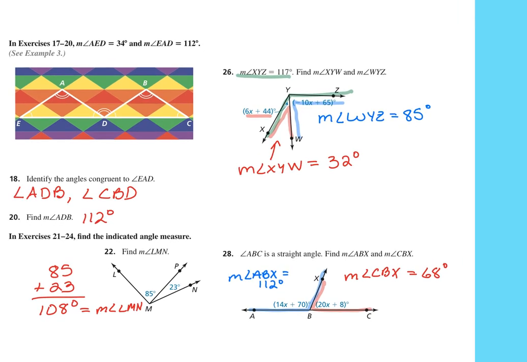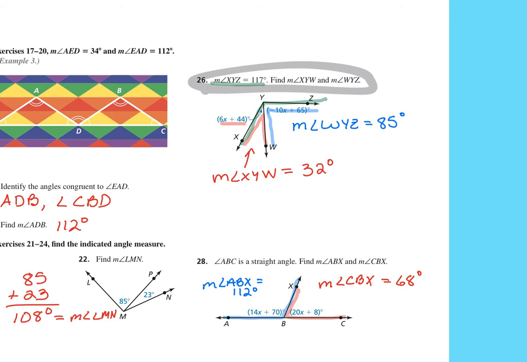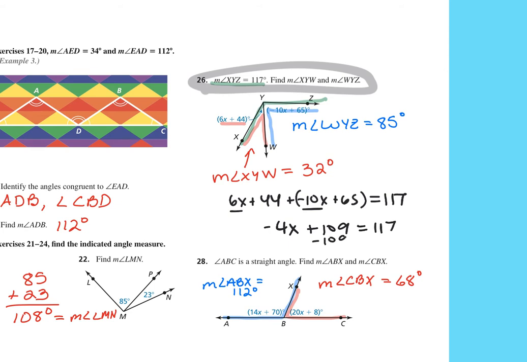26 is XYW is 32, and WYZ is 85. So to add them up, add those two expressions together, and set them equal to 117. So those kind of questions, especially this question, I'm looking for work on that. You literally have to set up your equation. 6x plus 44 plus negative 10x plus 65 equals 117. Then you're going to combine your like terms. Negative 4x plus 109 equals 117. And then you're going to subtract the 109. Like all this work needs to be shown.